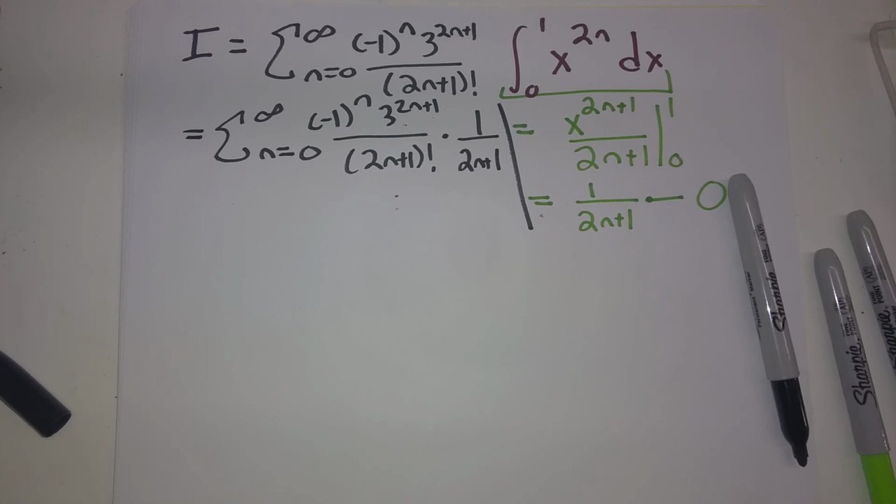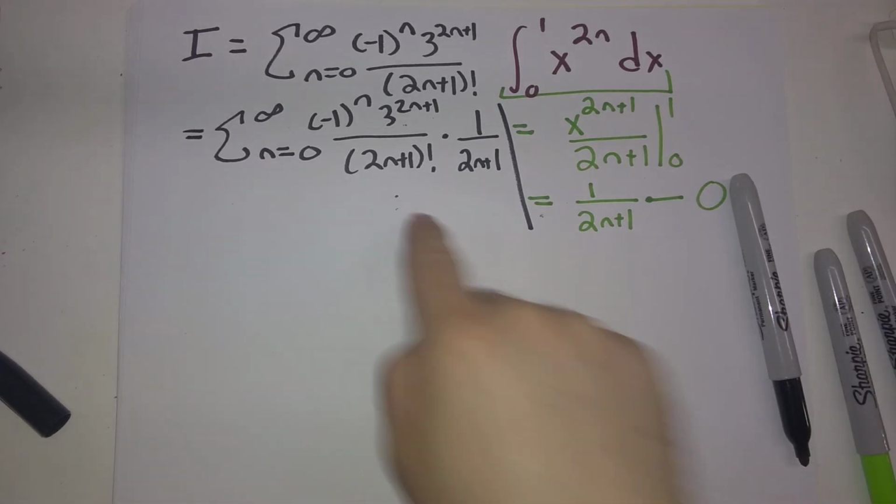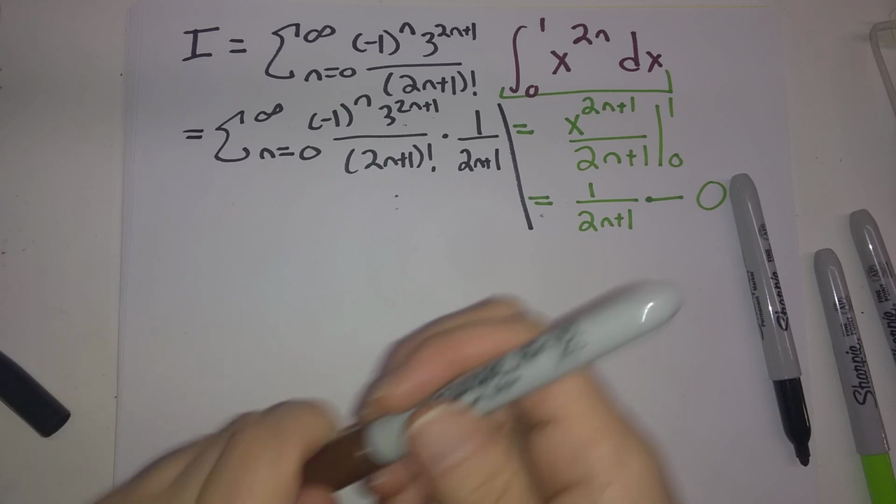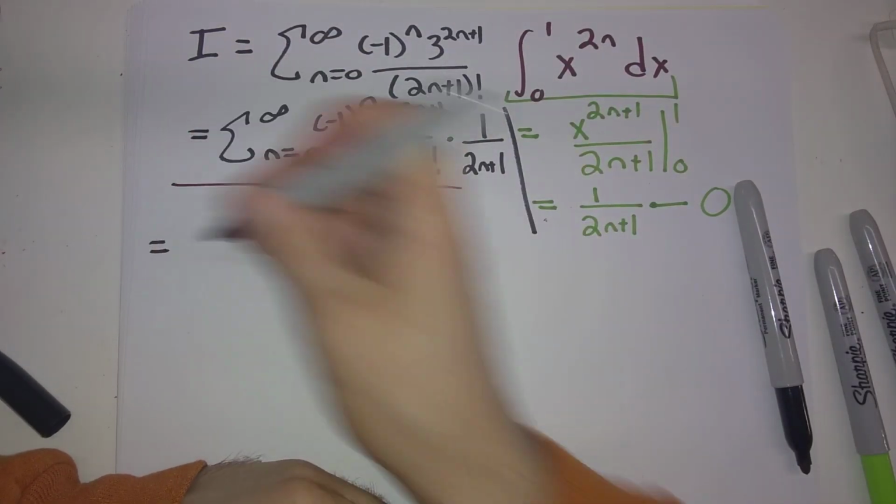Okay, now for part B, it says how many terms of your power series must you keep to guarantee that your truncated sum approximates I with an error of, at most, 10 to the minus 2. Okay, what do we do here? Well, let's start writing out the first several terms of this series.